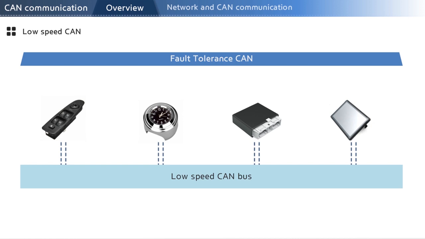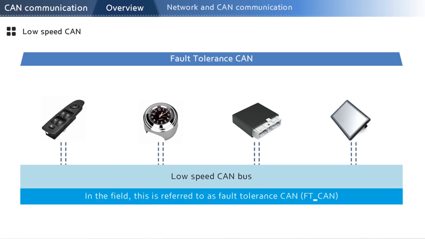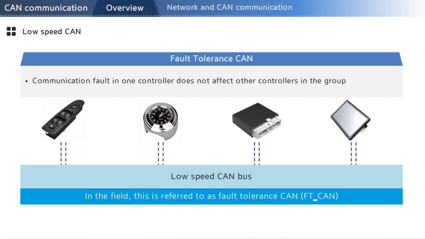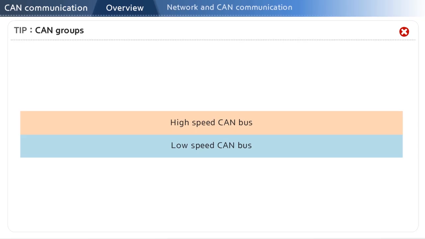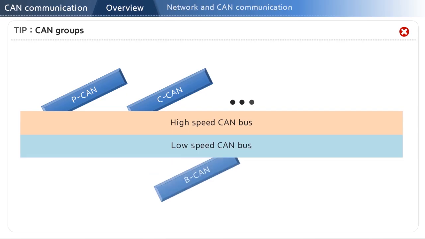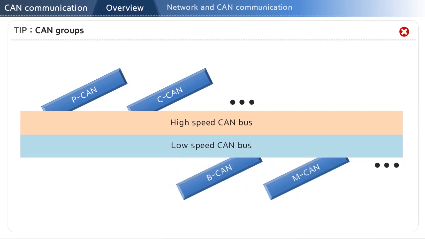Low-speed CAN is also known as fault-tolerance CAN, for the special advantage that a communication fault in one controller does not affect other controllers in the group. In addition to the speed-based classification, the vehicle CAN communications are grouped by subsystems, such as PCAN, CCAN, BCAN, and MCAN.